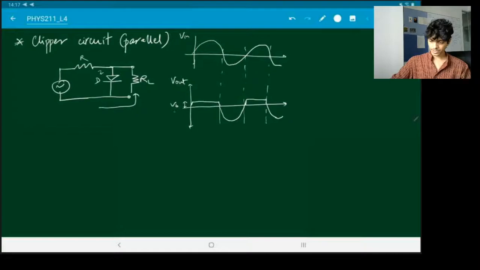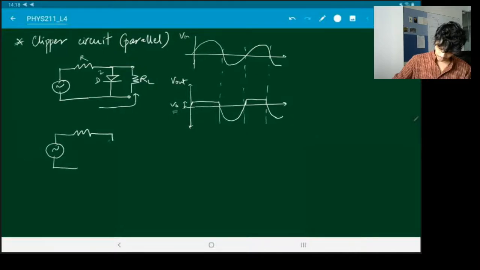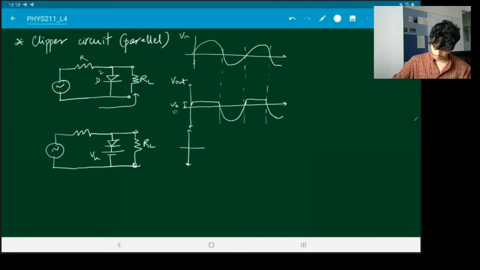What if I didn't want it clipped at VB, but if I wanted it clipped at some other value? Well, that's pretty straightforward as well. Then all I need to do is, in series with this diode, put some DC voltage. Let's call it VK. Now, instead of being clipped at VB during the positive half cycle, it will be clipped at VB plus VK.